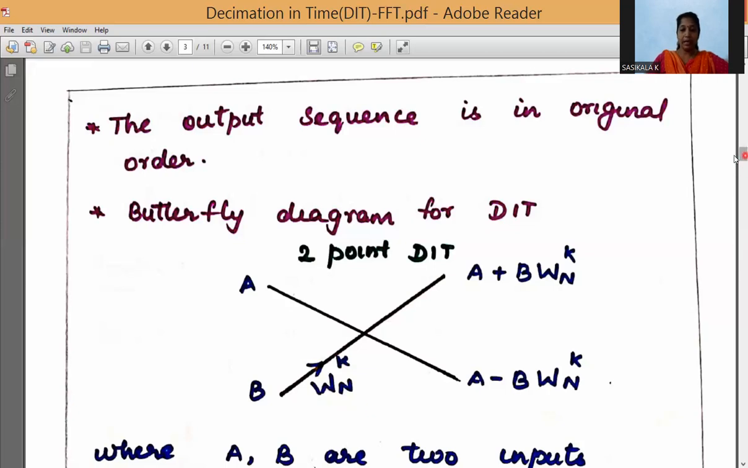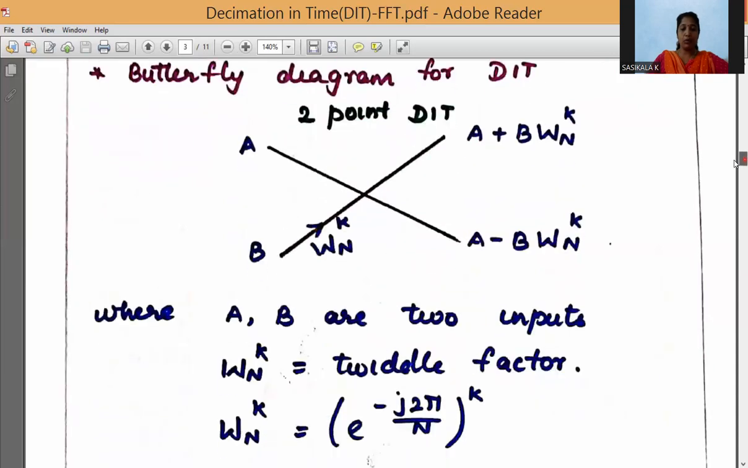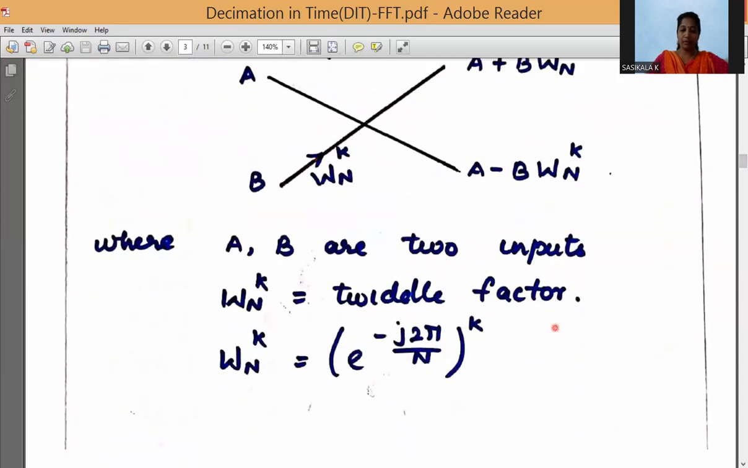So here A and B are the inputs, and W_N power k is the twiddle factor, which is represented by e power minus j 2 pi by N, the whole power k. Since I am having this base N, I have e power minus j 2 pi by N, and that's why I have divided by N and the whole power k. So that's why I have mentioned this k.